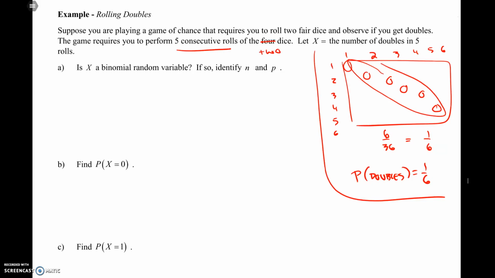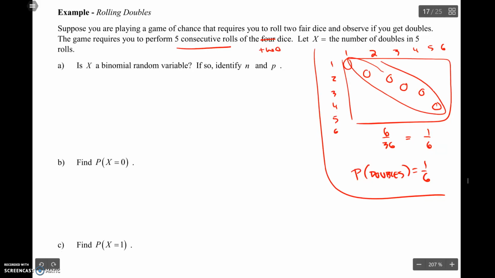So is x a binomial variable? If so, identify n and p. Well, let's check the BINS real quick. Binary, either I get a double or I don't. Independent, if I get a double on one roll, it doesn't influence the second roll. Set number of trials, yes, I'm rolling it exactly 5 times, 5 consecutive rolls.